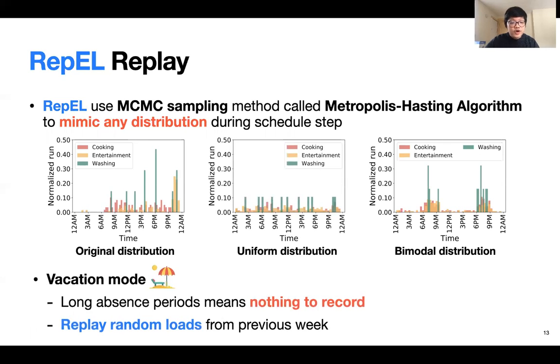We also have a vacation mode, where the homeowner is absent for a long period of time and there is nothing to record. In this case, RepEL can replay random loads from the previous week.